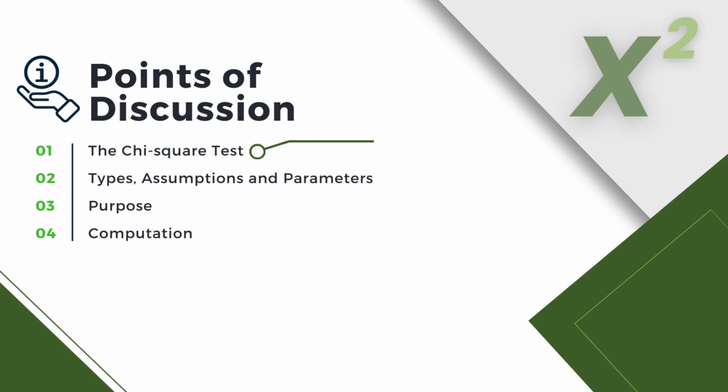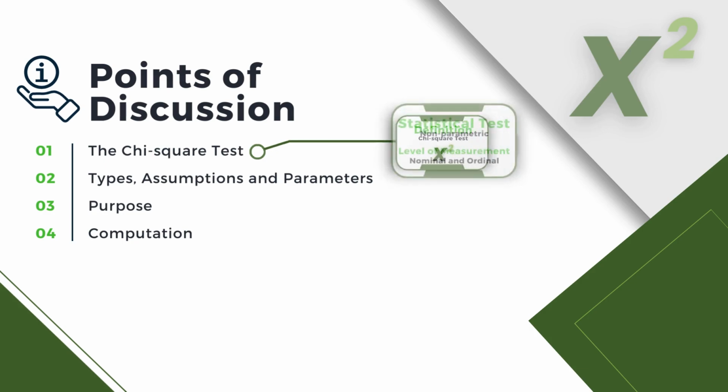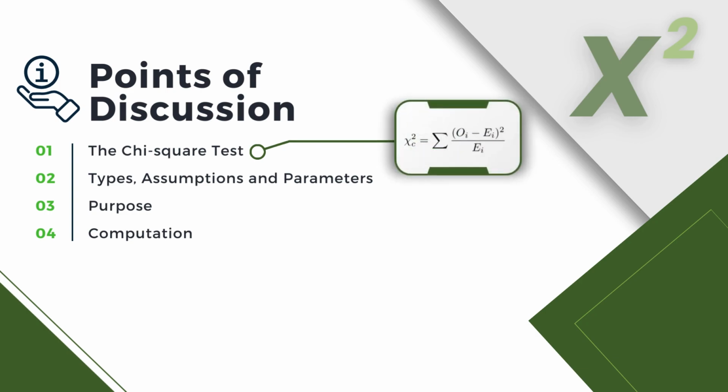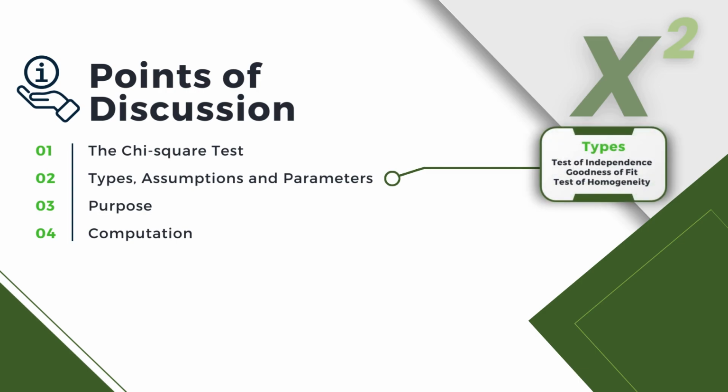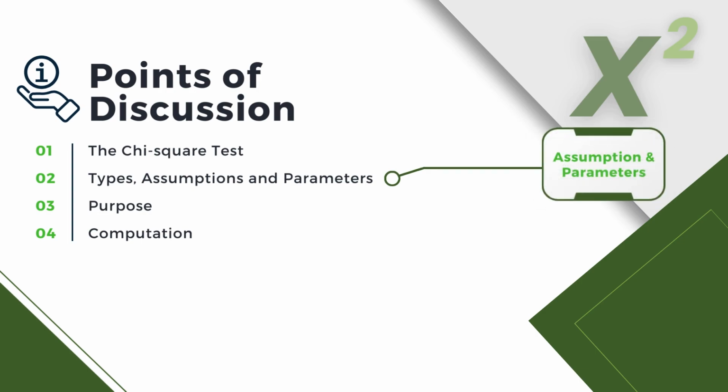First, the chi-square test: its definition, its nature of assumption and levels of measurement, and of course, the chi-square test formula. Next are the types, assumptions, and parameters. Here, we have three types that employ the chi-square formula, and also the assumptions and parameters that we can use to determine if our data qualifies.